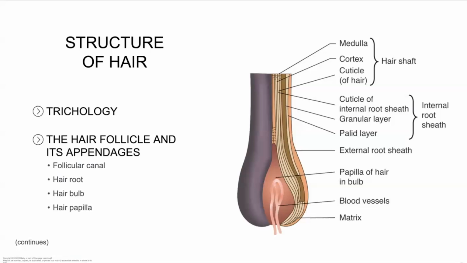And then lastly, you have the hair papilla, which is a cone-shaped elevation of connective tissue that contains the capillaries and nerves located at the base of the follicle that will fit into the bulb itself. So this is necessary for hair growth and nourishment of the follicle.